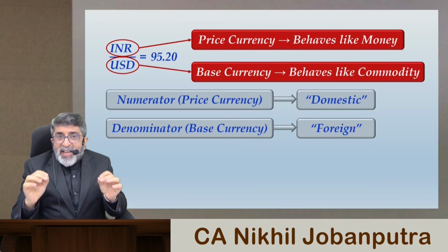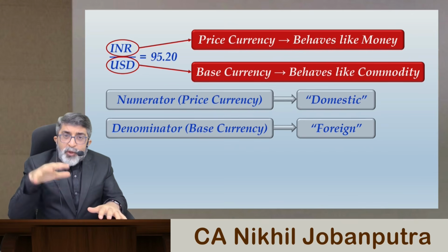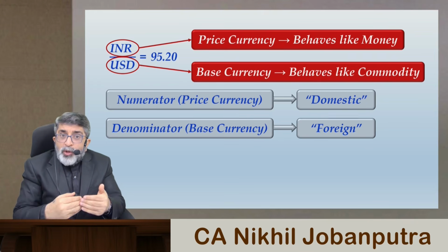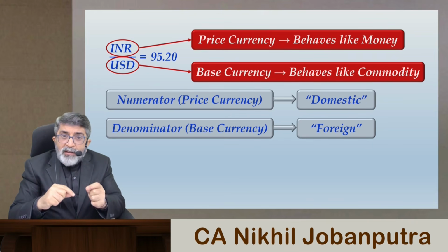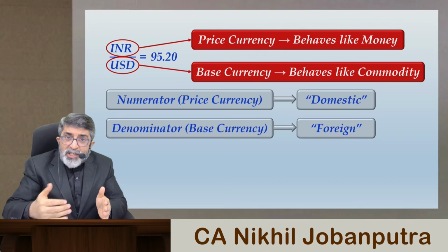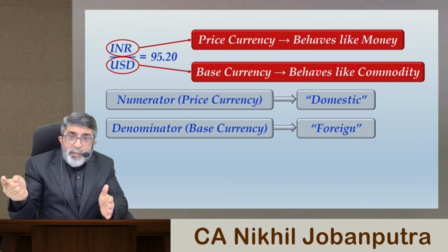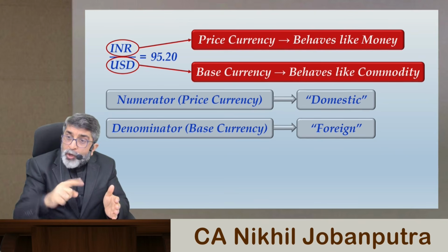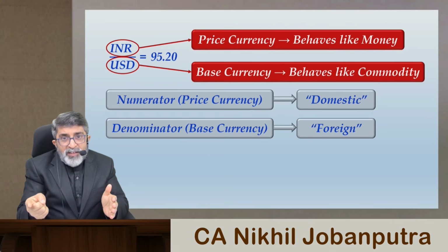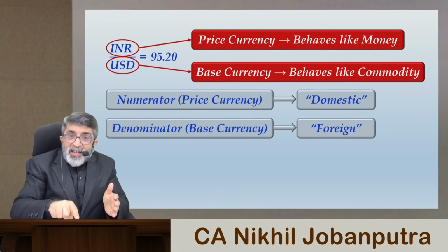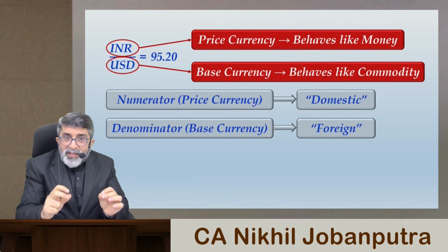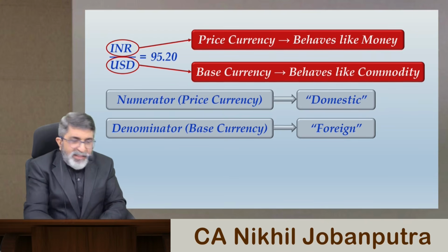Imagine yourself as an entity operating in India. If you are an entity operating in India, you may be an importer or exporter, and therefore you would want to either buy or sell a foreign currency. For example, if you are an importer and you have an obligation denominated in US dollar, to settle that obligation, you will have to buy US dollar to make the payment. So for you, US dollar is a foreign currency, which will always be the base currency. And for you, Indian rupee is the domestic currency, which will always be the numerator or the price currency.